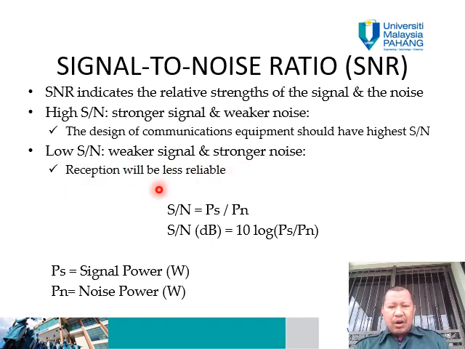So basically, how do we calculate signal to noise ratio? Normally we just take the ratio of the power of the signal over the power of the noise. Or signal to noise ratio can also be described in dB. So we take log base 10 of the signal to noise ratio, multiplied by 10, and that is the signal to noise ratio in dB.